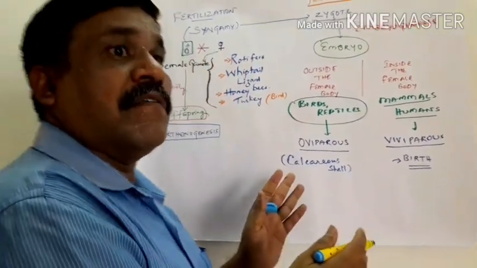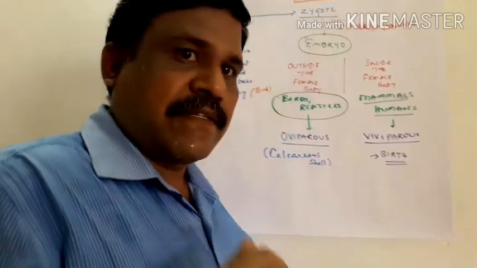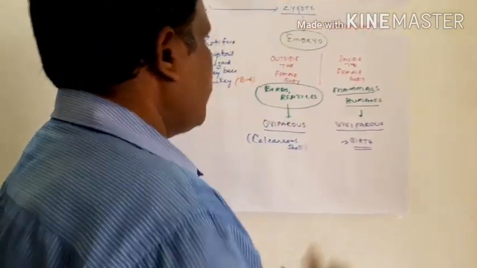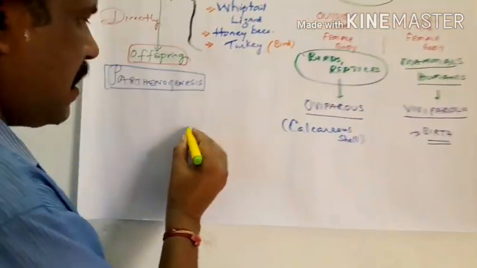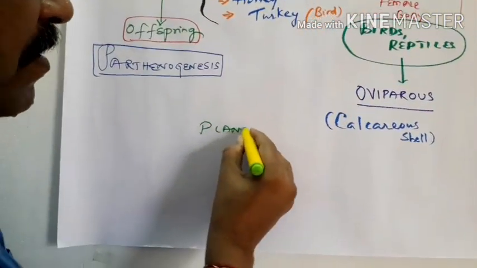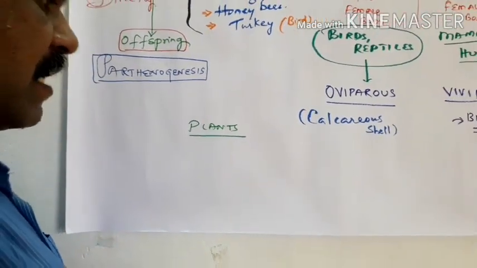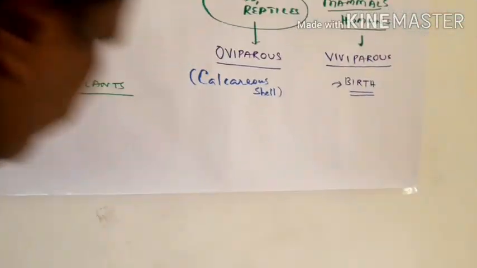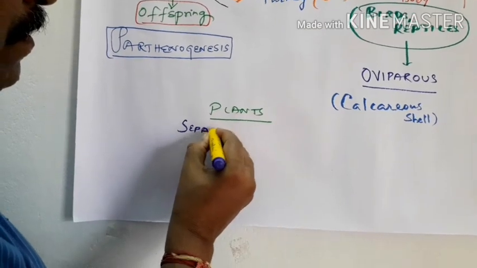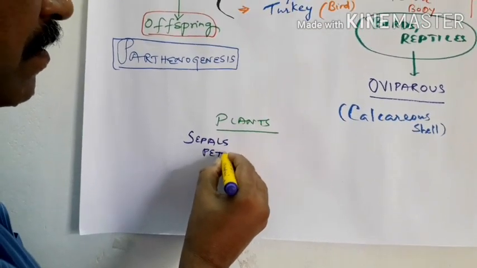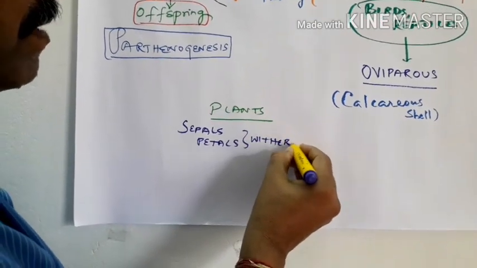Right, so this is about the development of the embryo inside the living organisms, and on the other hand we see how fertilization occurs. Now when you talk about the plants here, children, because we have just discussed the animals. If you talk about the plants, what happens? You have seen what changes occur here. All the sepals, petals, all will wither. Okay, after the fertilization, it all will be withered.